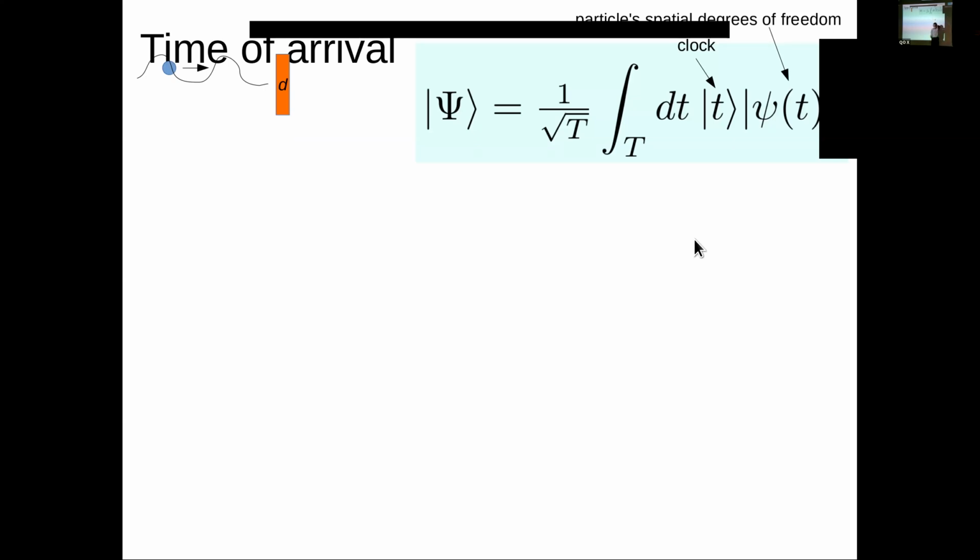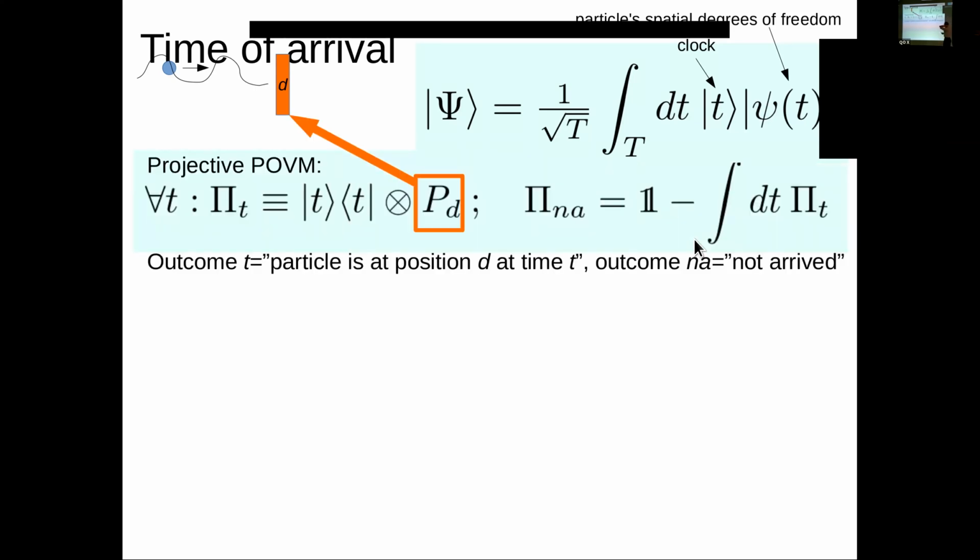This capital T is just a regularization parameter. You have to take the limit for this capital T to go to infinity if you want to get back the Schrödinger equation. But usually it just drops away at the end, when you calculate probabilities, so you don't have to worry about that. And then you introduce a projective POVM where you project the clock at time t. So this is the eigenstate of the clock showing that the time is t, and you project the particle at the position d of the detector.